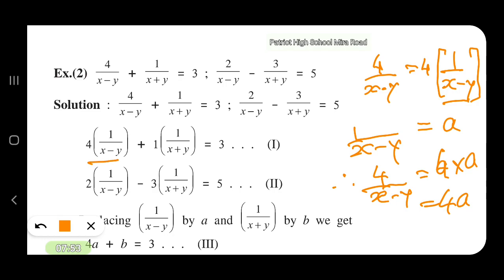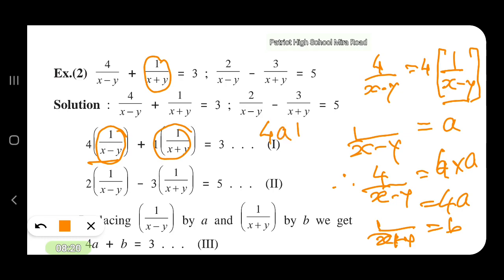Similarly, 1 upon x plus y, we take it as b. So this will be b. Instead of this, we are going to write 4a, and this as b. So the left hand side will become 4a plus b is equal to 3. This will become 2a minus 3b is equal to 5.